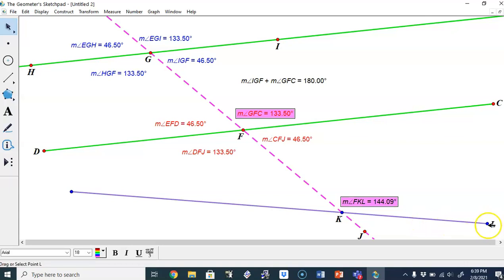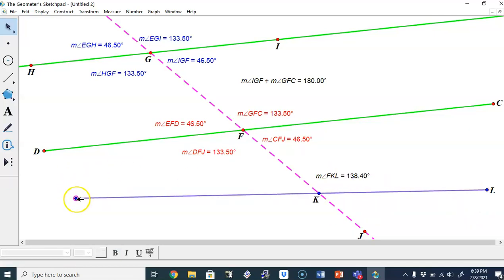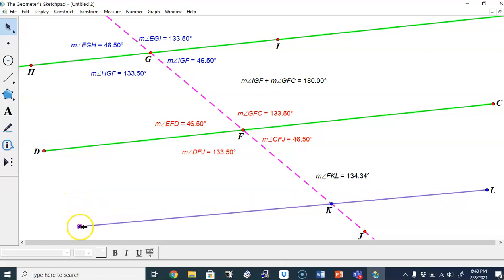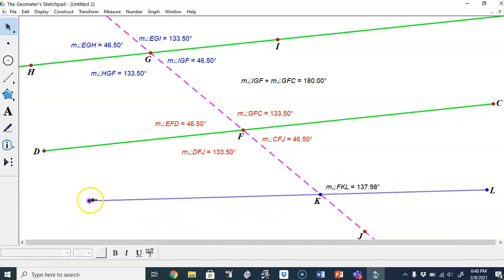Now, if this line was parallel, let's see if I can. You think I can get close? Oh, so close. So look, this is 133.5. I made it so this is 133.55. Look at the lines. When they're parallel, these angles are going to be the same. As soon as you knock them off kilter and they're not parallel anymore, you lose that magic.